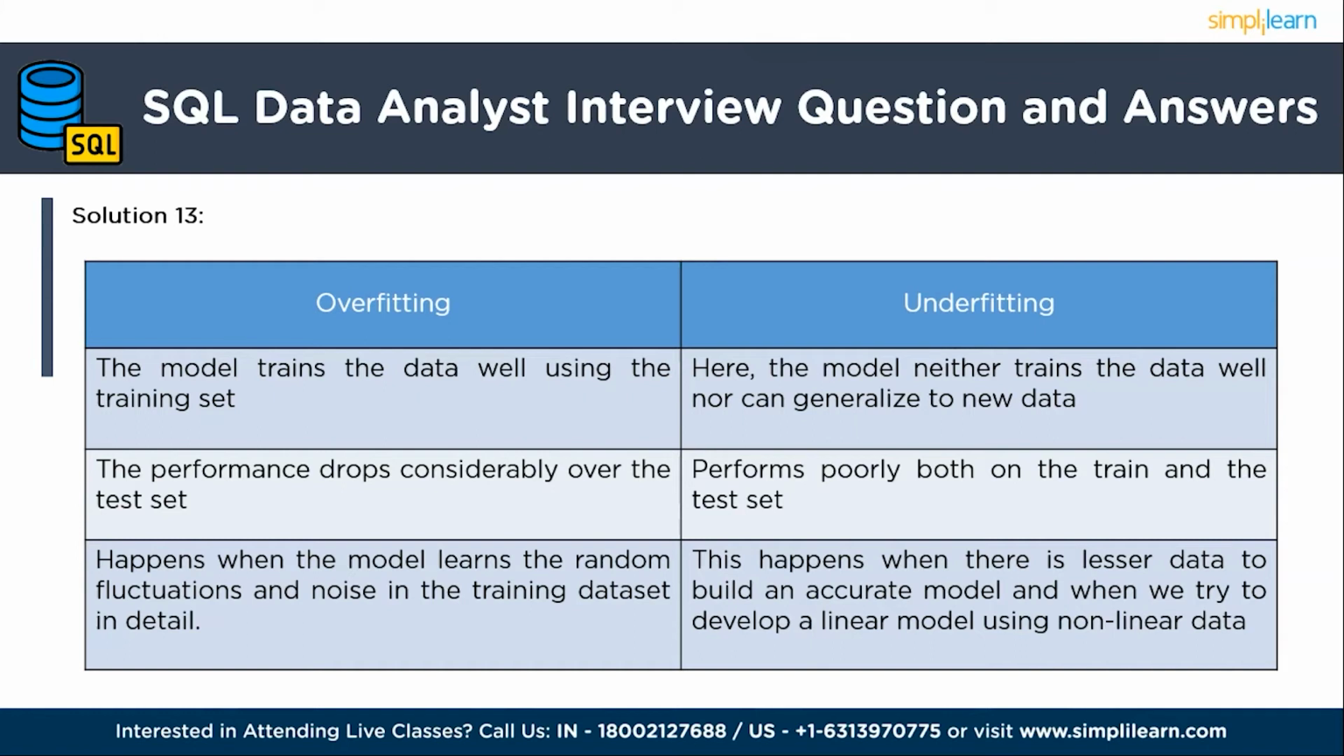In overfitting, the performance drops considerably over the test set, and in underfitting, it performs poorly both on the train and the test set. Overfitting happens when the model learns the random fluctuations and noise in the training dataset in detail. Underfitting happens when there is less data to build an accurate model and when we try to develop a linear model using non-linear data.